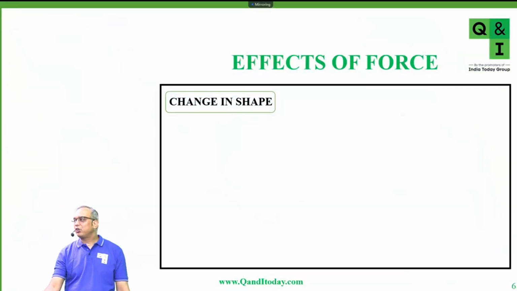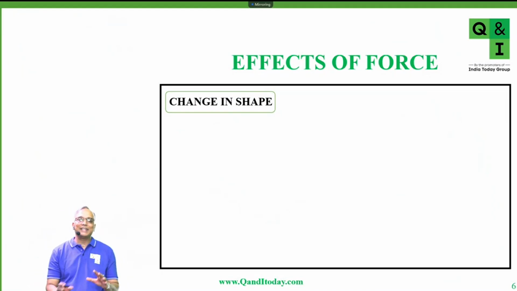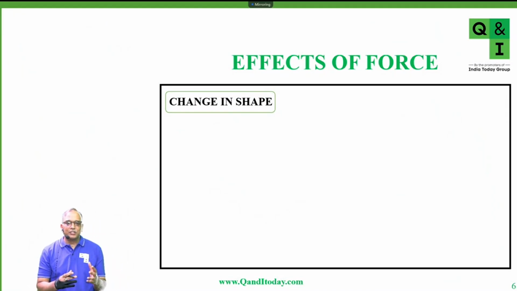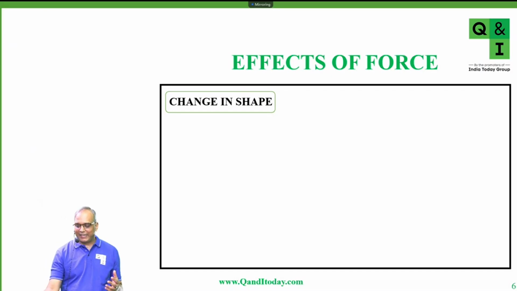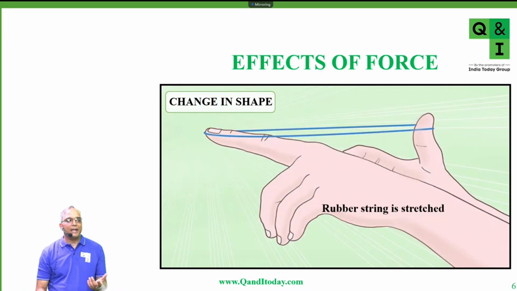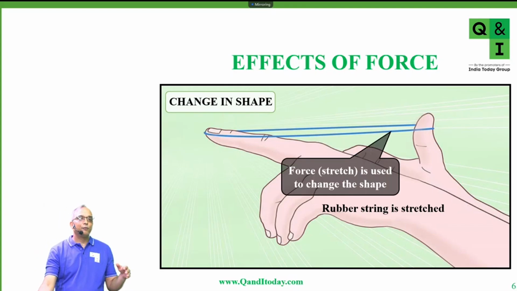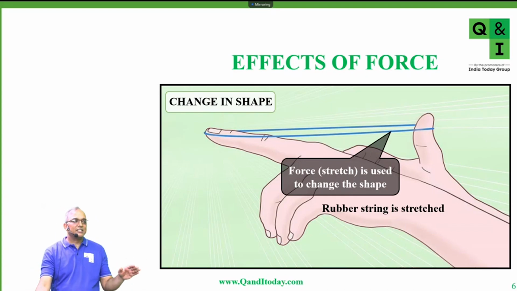Yeah, so we were talking about change in shape, another effect of force. So when we apply a force, the shape of the object can change, right? For example, you see this rubber band. When you pull the rubber band, what do you observe? The shape of it is being changed. It gets elongated, right? So the rubber band is stretched. This is another example of the effects of force. So change in shape. So what force is being applied here? The stretch is the force which is applied to change the shape here, right?